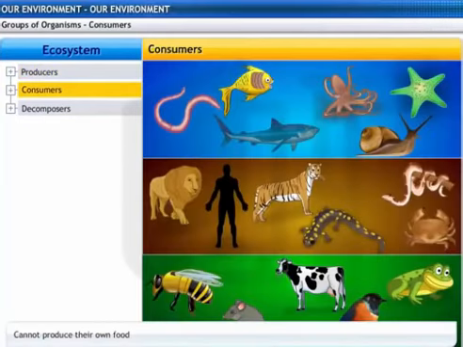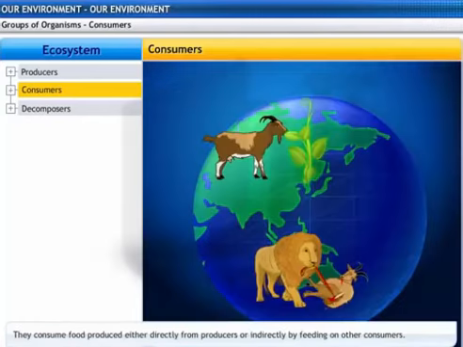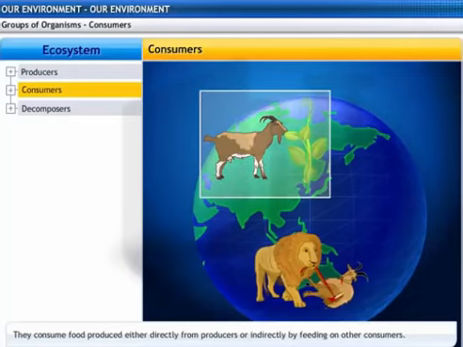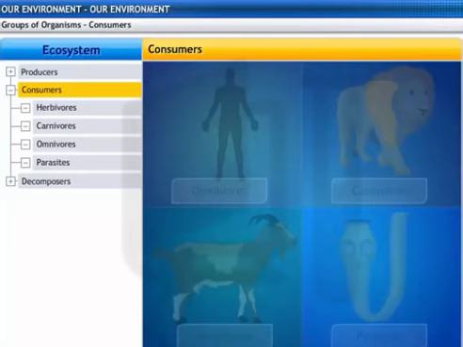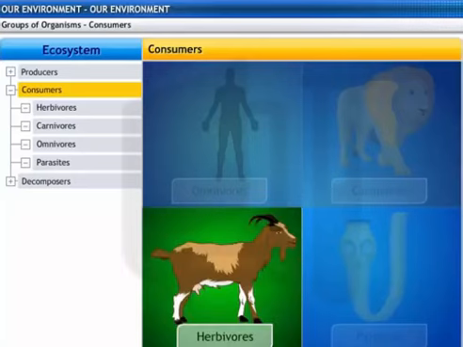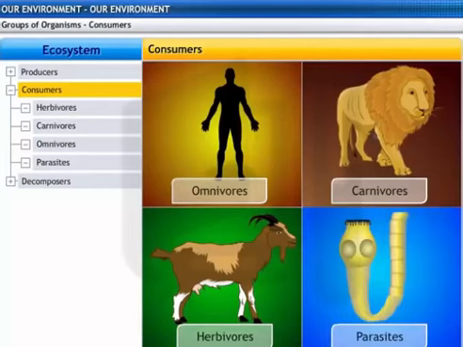Consumers are organisms that cannot produce their own food and depend on producers for their food. Consumers are known as heterotrophs. They depend on autotrophs for their food. These organisms consume the food produced either directly from the producers or indirectly by feeding on other consumers. Consumers can be classified as herbivores, carnivores, omnivores, and parasites.